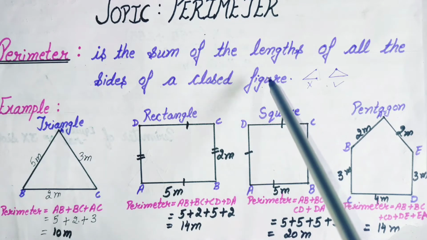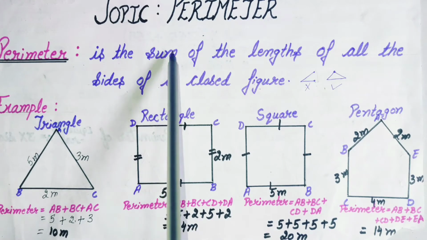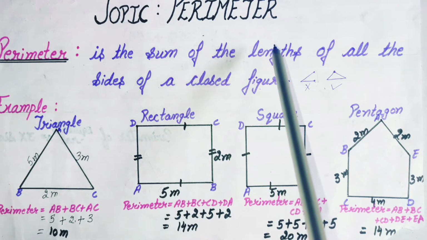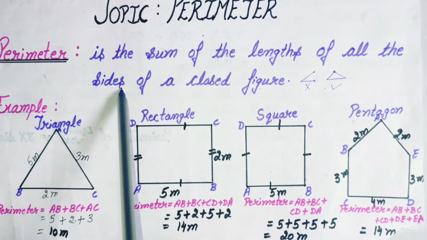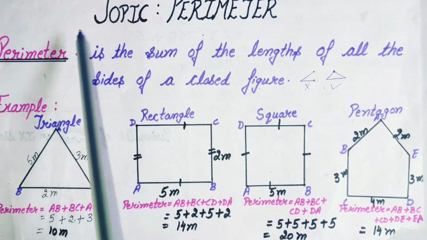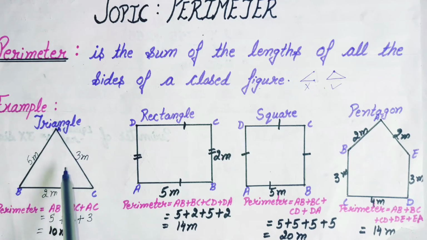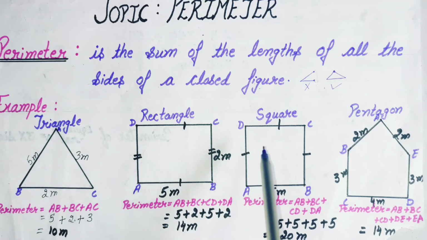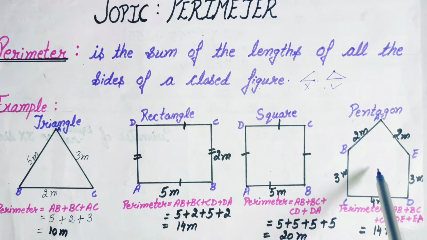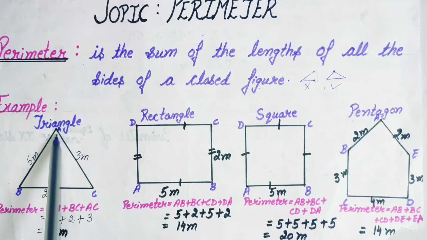Clear? Now the perimeter is sum. Sum means plus. We have to add the lengths of all sides of the closed figure to calculate the perimeter. Right? See here, there are many closed figures: triangle, rectangle, square, pentagon and many more. So let's discuss the perimeter of the triangle. This is my closed figure. First of all, we have to ensure whether my figure is a closed figure or an open figure. Yes, it is a closed figure.